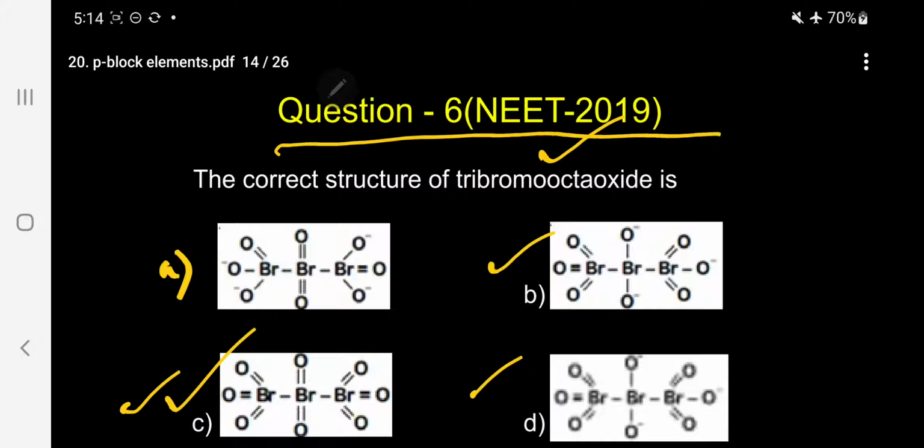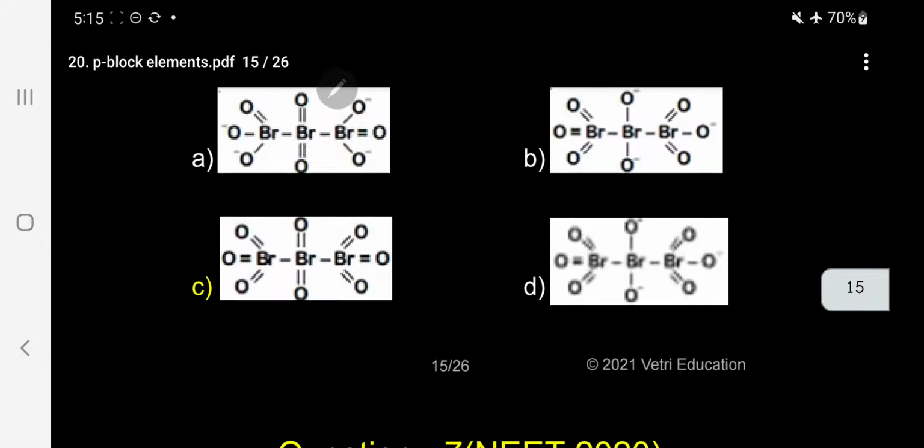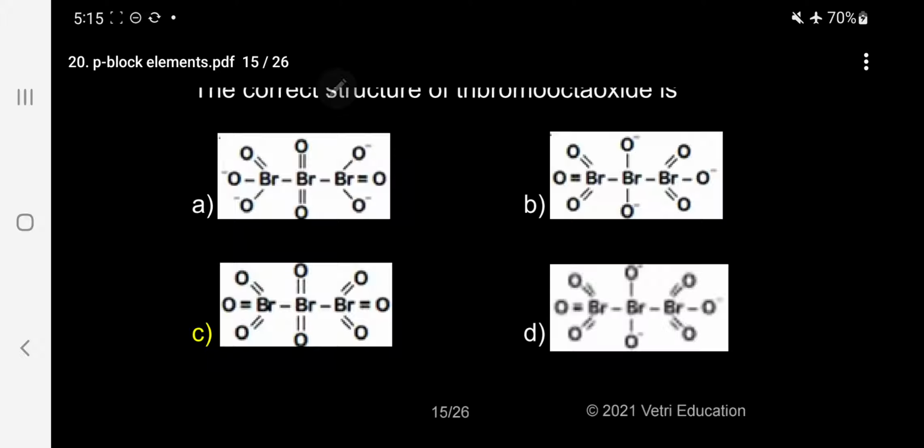Tribromo octoxide is a neutral compound. All the others are ionic; this is the neutral one. So let us see the correct answer here. C is the correct answer. Kindly follow.